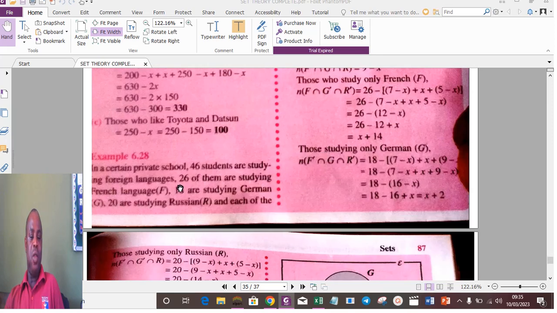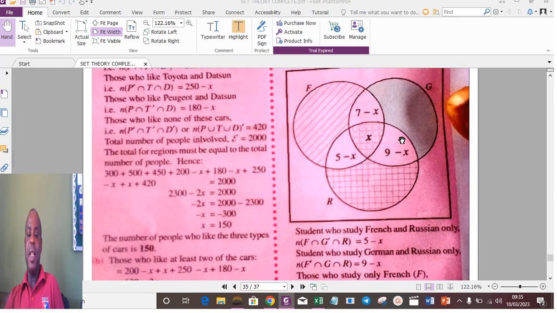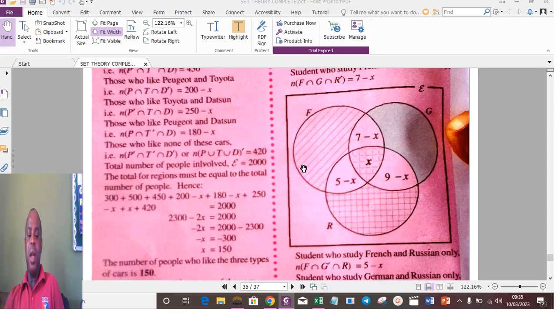We are told that 26 of them are studying French. Meaning that all this circle here, all of them are studying French. Here, look at my hand. Now look at this place. All the circle here, all of them are studying German. Then here, all of them are studying Russian.